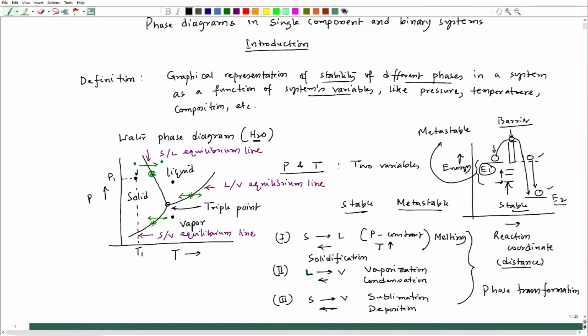So, like that we could explain all those aspects, and under the influence of what? Under the influence of system variables. Here we are taking pressure and temperature to be our system variables. And here the third variable, which is composition, does not come into the picture. Why? Because it is a single component system. In a single component system, the composition does not have any meaning, all the time it is 100%.